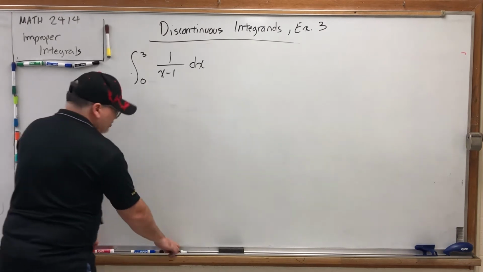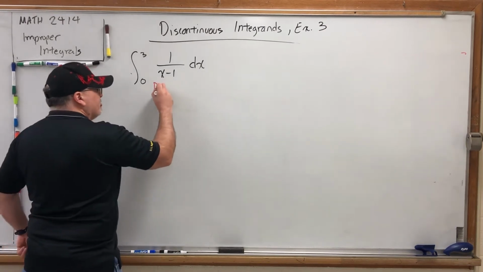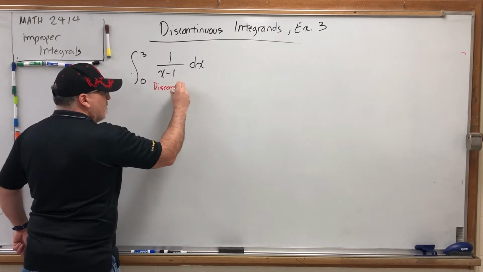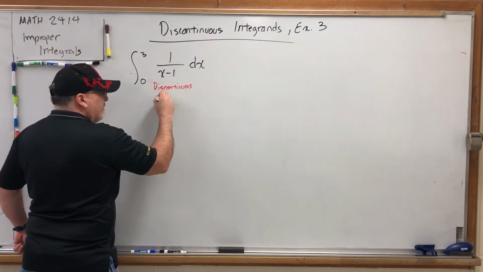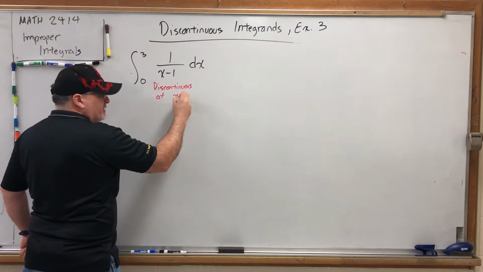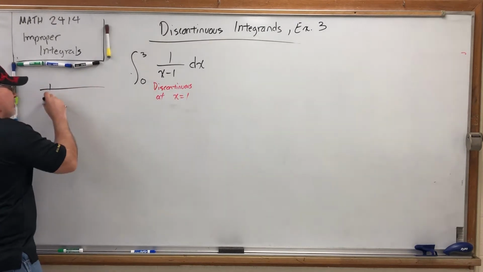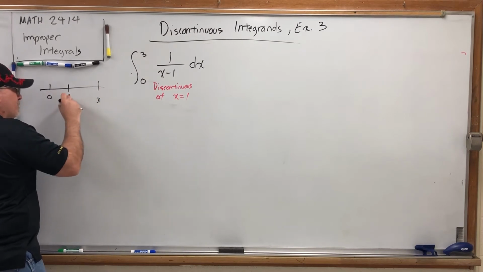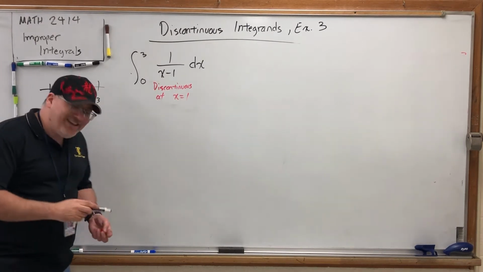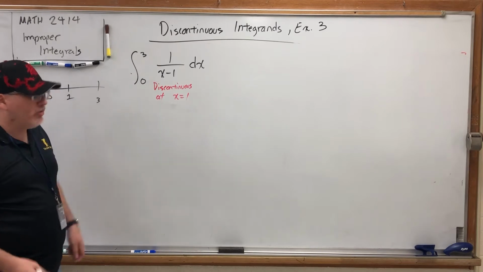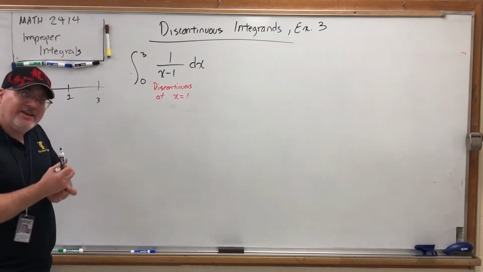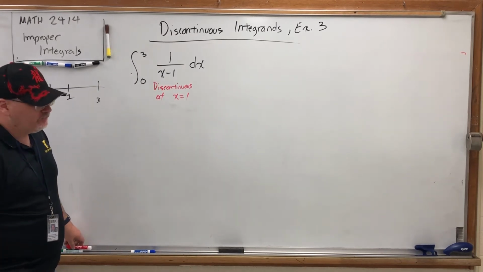Where is this function discontinuous? This function is discontinuous at the value that makes the denominator 0, x equals 1, which is right smack dab in the middle of 0 and 3. Now, if you didn't catch that discontinuity and tried to integrate it as is, you would not only get an answer, you would get a wrong answer.